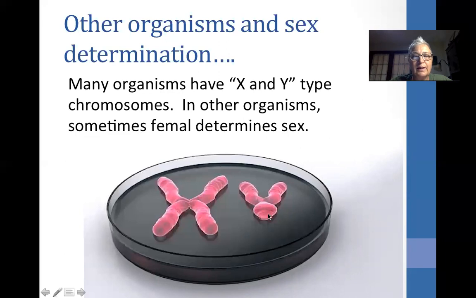You can see the Y is itty bitty, and it's really missing a lot of information, and that's going to come into play when we talk about sex-linked disorders such as colorblindness and hemophilia and male pattern baldness. These are what are called homologous chromosomes, except there's some meaning that they line up in the same place.